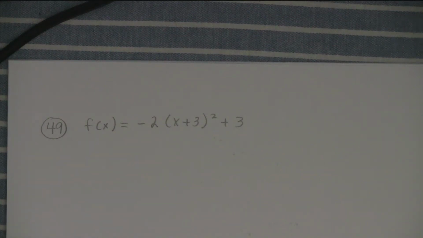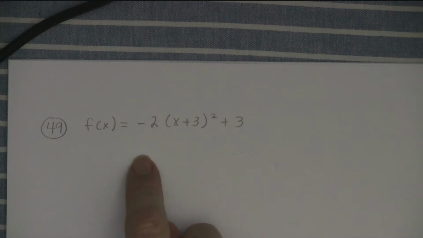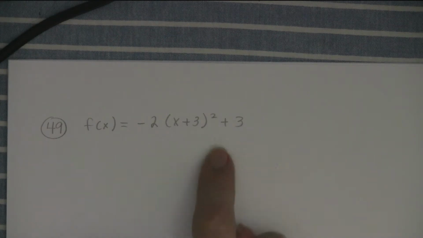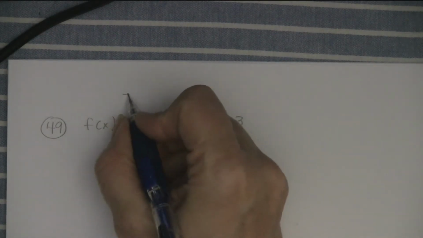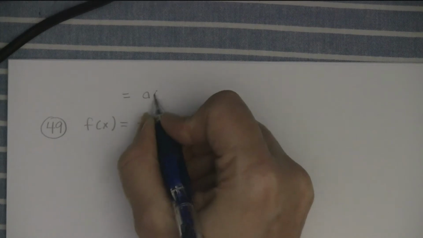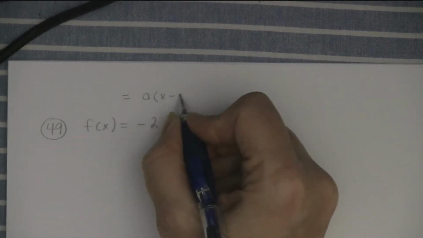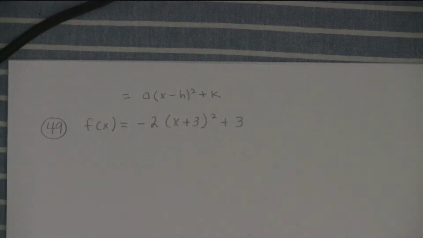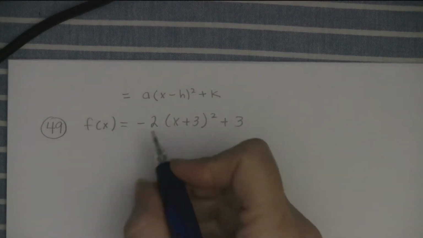Okay, so now this is problem 49 on the Chapter 8, Chapter 9 review. It asks us to graph using the vertex and 4 convenient points. Now, remember the vertex form is a times x minus h squared plus k. And see how this is almost perfectly of that form.